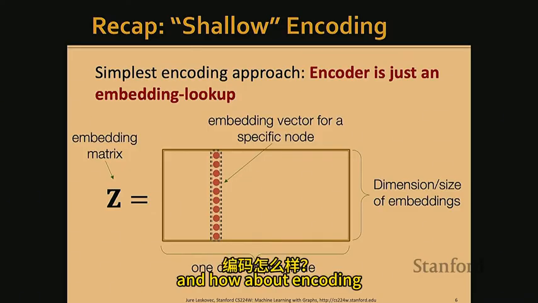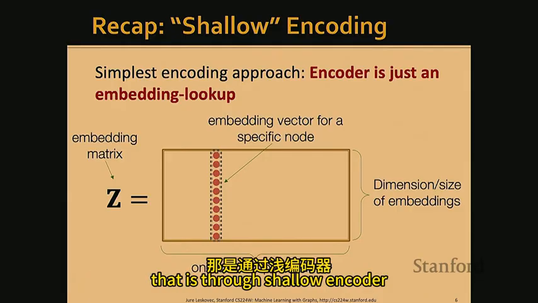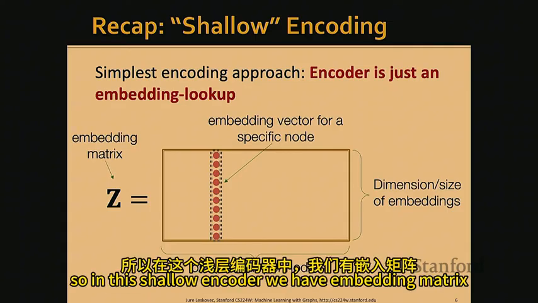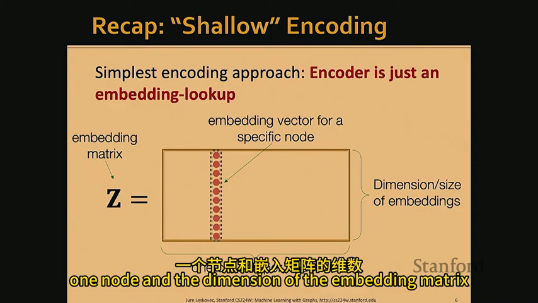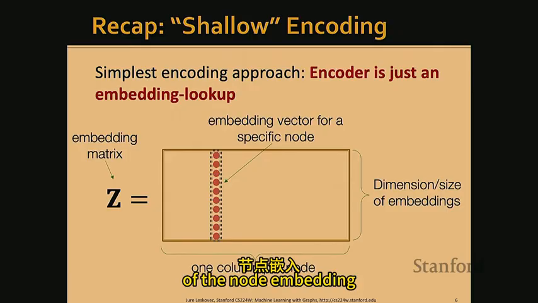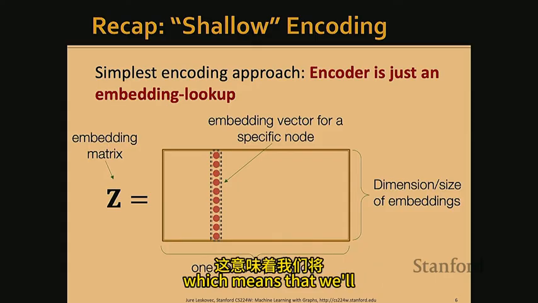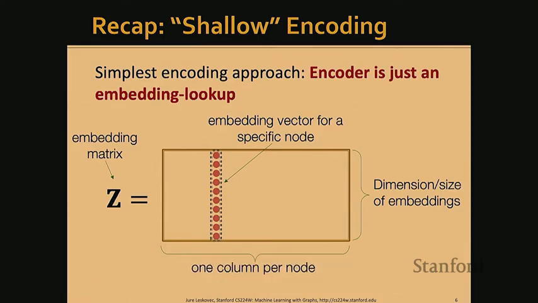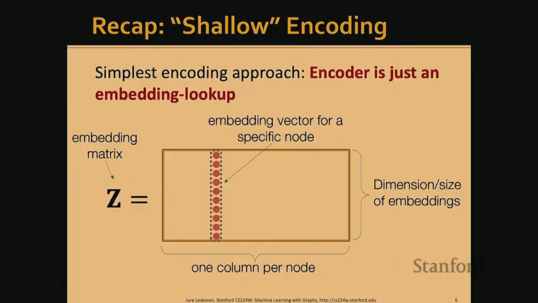And how about encoding? We have seen one of the simplest ways to encode a node, which is through a shallow encoder, or embedding lookup. In this shallow encoder, we have an embedding matrix, and one column of the embedding matrix represents 1 node, and the dimension of the embedding matrix represents the size of the node embedding. Embedding lookup means that to represent a node, we pick 1 column in the embedding matrix and get that vector as the node representation. So this is the shallow encoder idea.